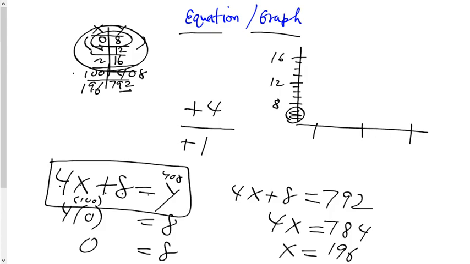And you get your 1, 2, 3. You got 0, 8, which is right there, 0, 8. You got 1, 12, which is right there. And you got 2, 16, which is roughly there. There's your line.